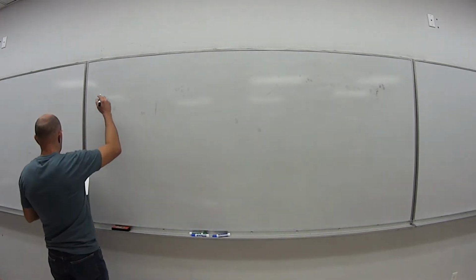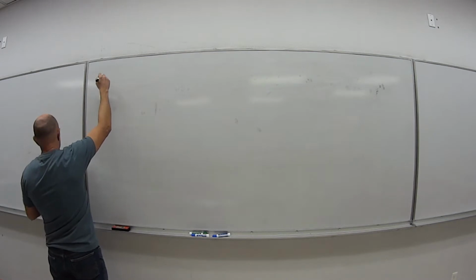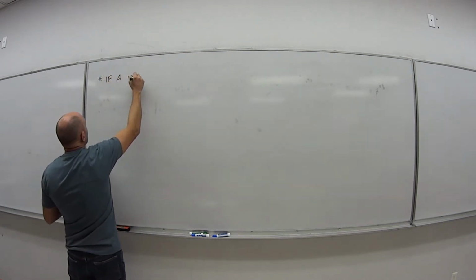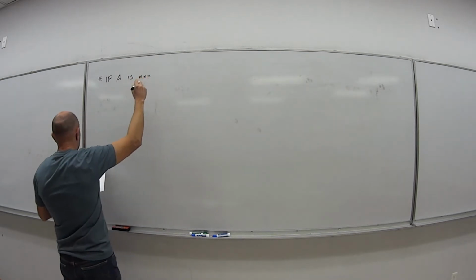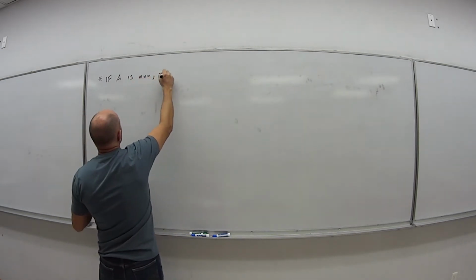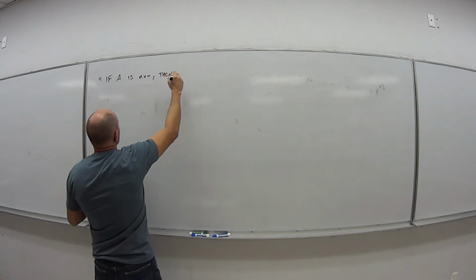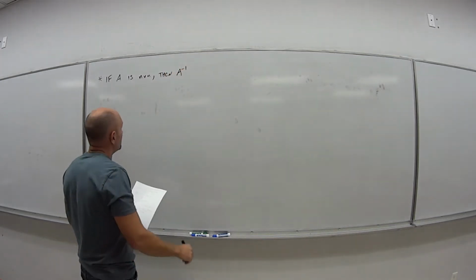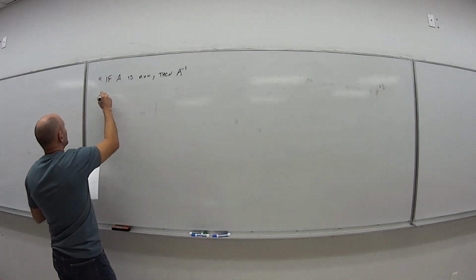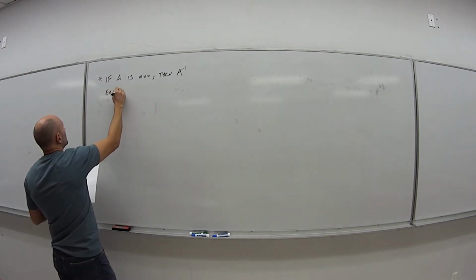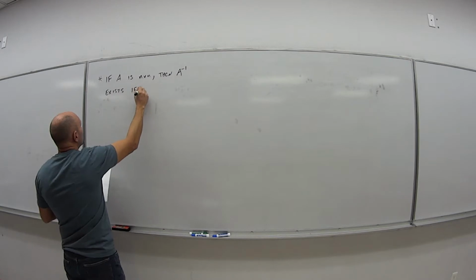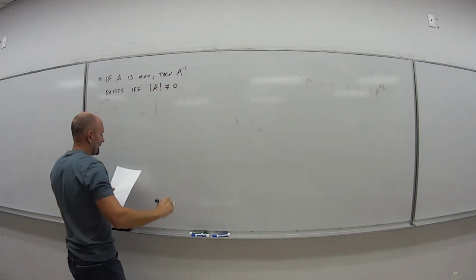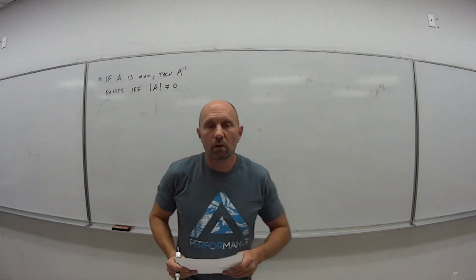First off, if A is n by n, then, relating this back to inverse matrices, A inverse exists if and only if the determinant of A is not equal to 0.